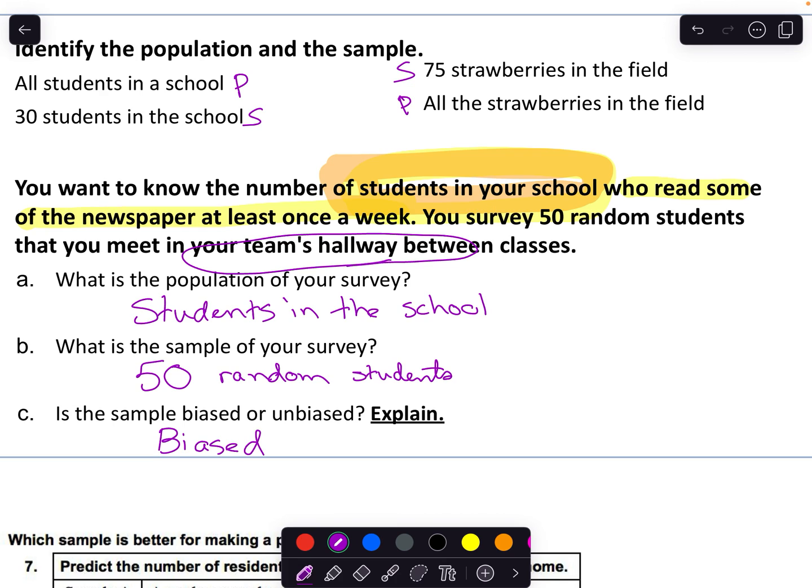So if we're trying to know people in the school who read some of the newspaper, if we just talk to people in our hallway, that means we're probably not talking to any 6th graders. We're not talking to any 8th graders. We're not even really talking to any other 7th grade students on the other teams, right? It's just our team. So that's probably why that would be considered biased.